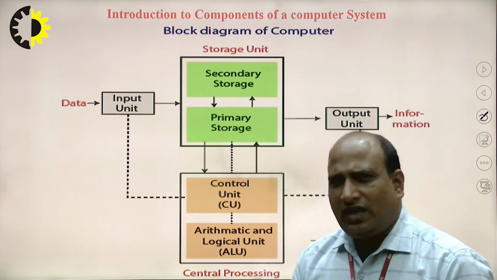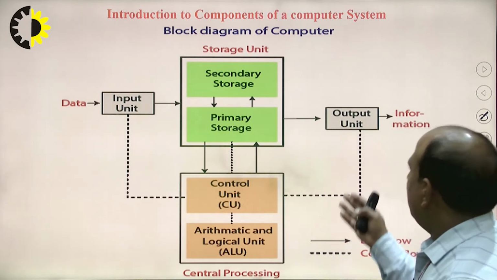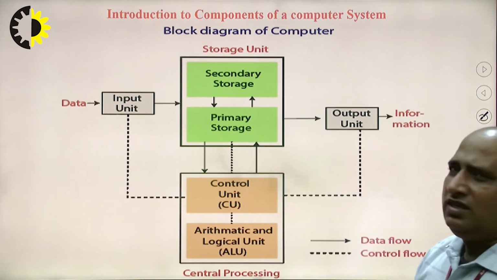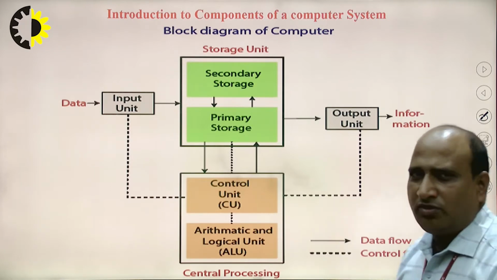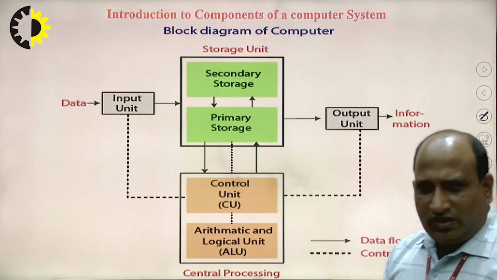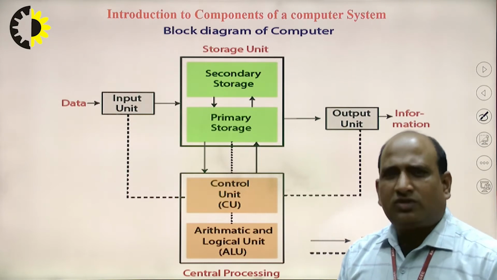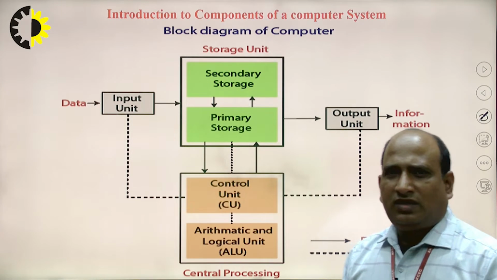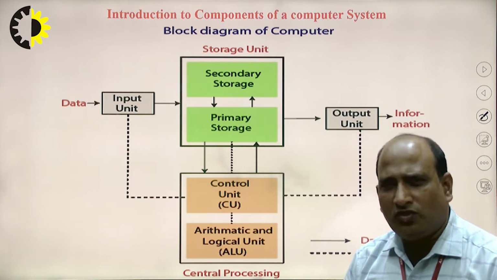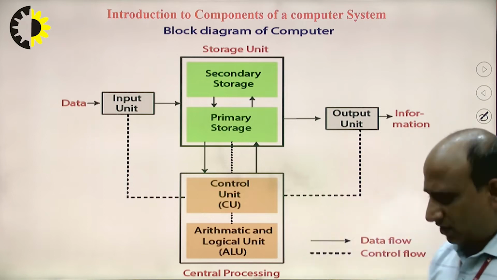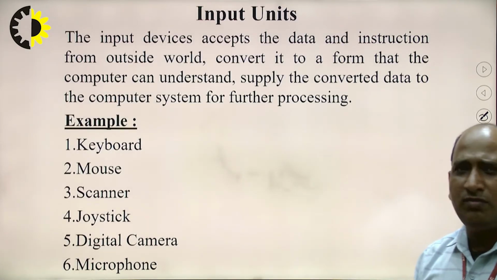To understand the working principle of the computer, I have drawn this block diagram. We can broadly categorize the computer into these parts. First is input unit, then central processing unit, then output unit, and then memory unit. I will describe all the units one by one.